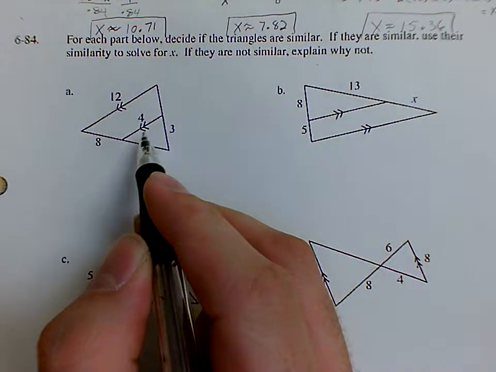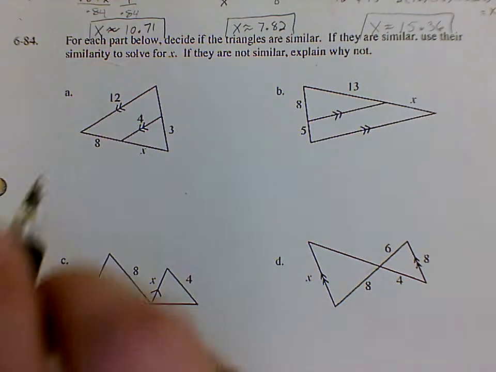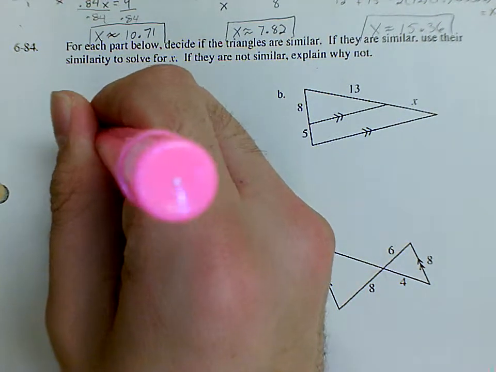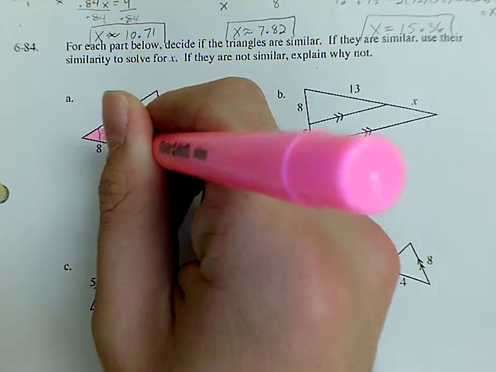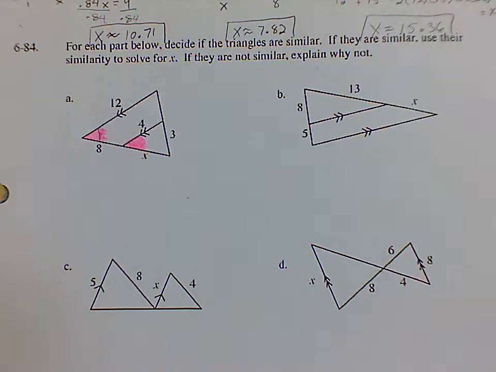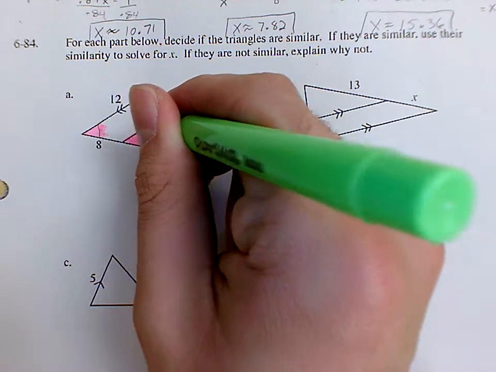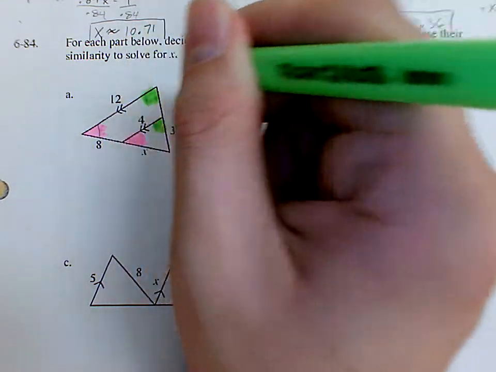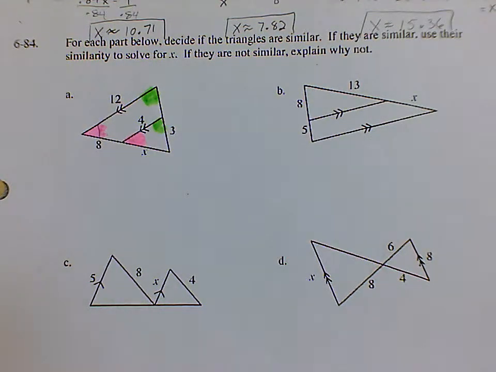Since these two lines are parallel, then I know that this angle has to be equal to that angle because they are corresponding angles. And I also know that this angle has to be equal to that angle because they are also corresponding angles. So yes, I do have similarity by AA.